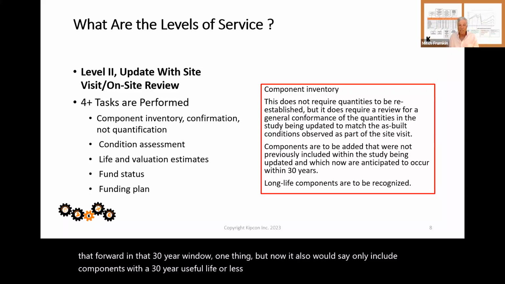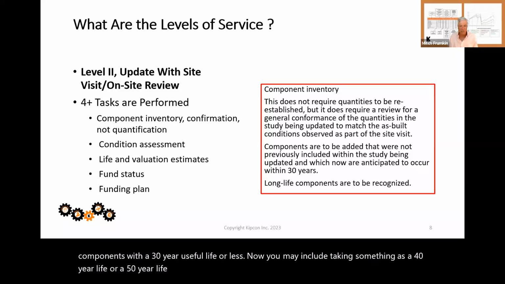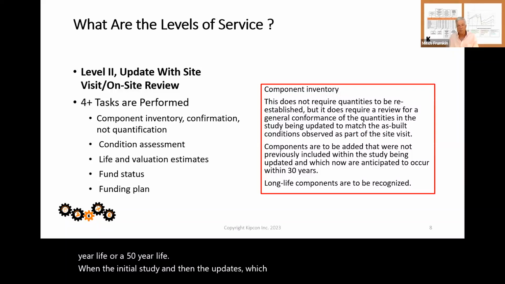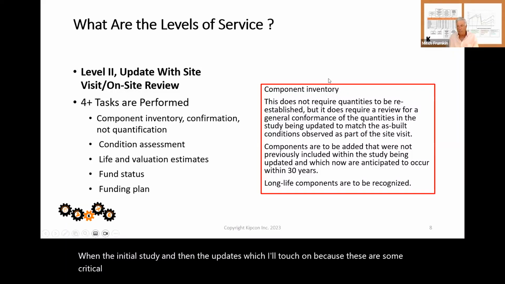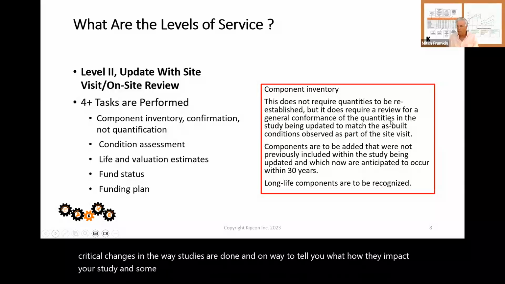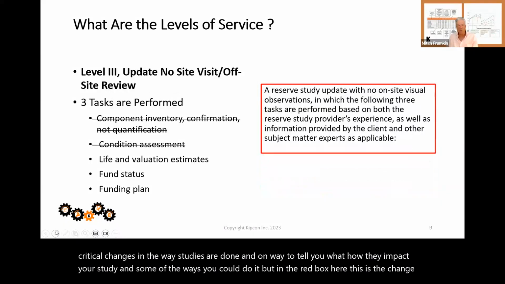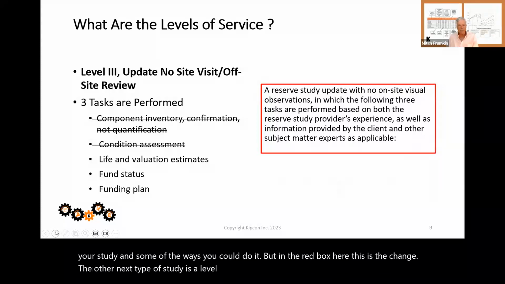Now you may include something that has a 40-year life or a 50-year life in the initial study and then the updates, which I'll touch on because these are some critical changes in the way studies are done. And I'm going to tell you how they impact your study and some of the ways you can do it. But in the red box here, this is the change. The other next type of study is a level 3. A level 3 study is an update without a site visit, essentially.